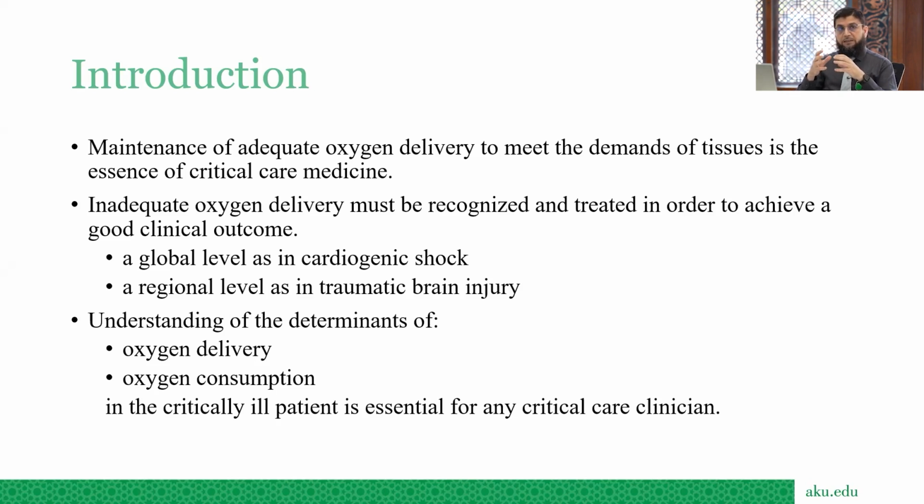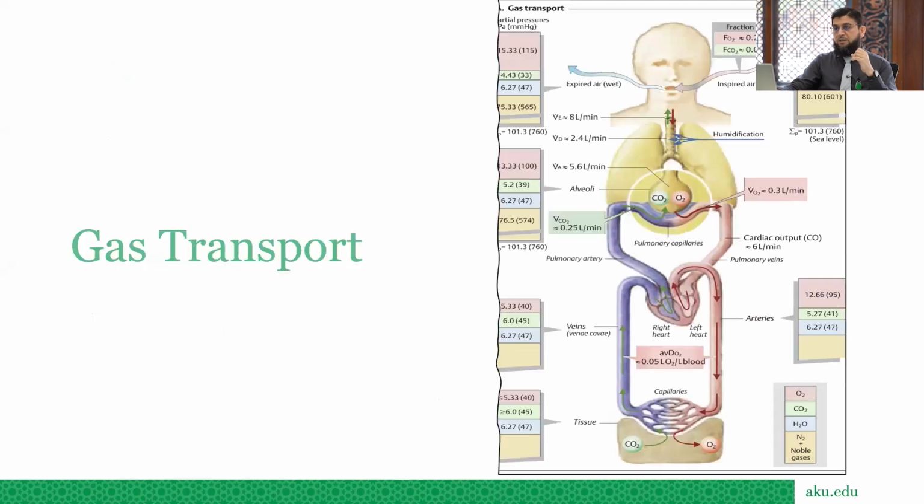To understand that, you need to understand the determinants: what oxygen delivery is and what oxygen consumption is. These are really important concepts when you are dealing with critically ill patients, and it is essential for a critical care physician to know about them.